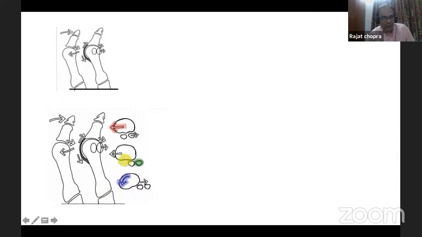So if your patient asks, what happens, can I leave it? Is it going to progress? Yes, because there is uncovering, so it is going to progress. But at what speed, we don't know.